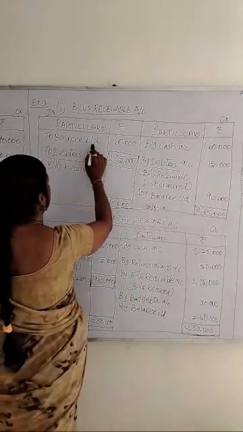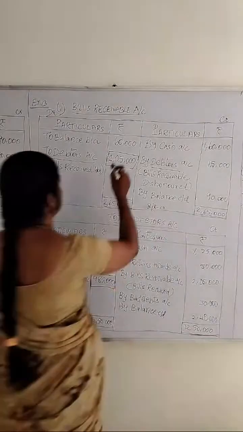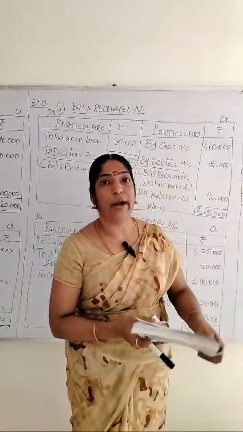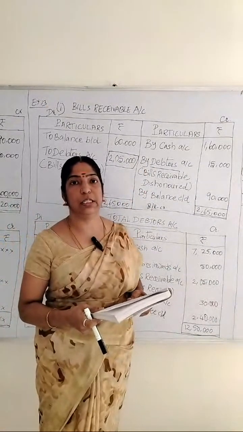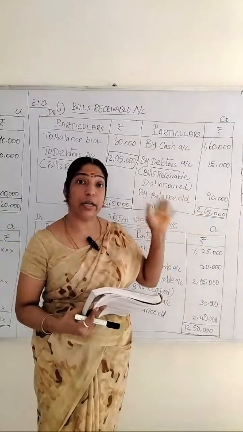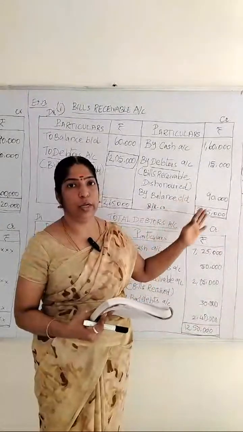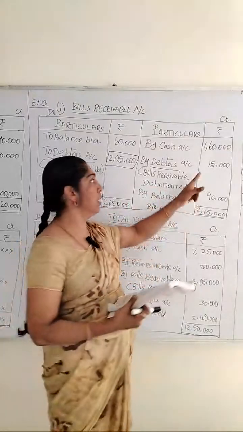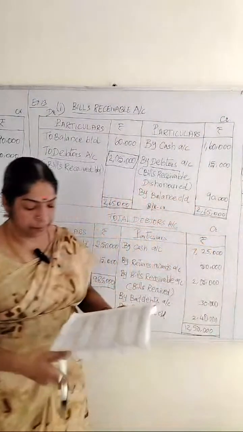So, to balance brought down. Brought down means what? Opening balance. Opening balance of the bills receivable. How much? 60,000 rupees, from the question, we entered here. Then cash received from bills receivable, 1,60,000 rupees. On which side do we enter cash received in bills receivable? On the credit side. We already identified and marked it in the question. So according to that we enter: by cash account on the credit side. How much rupees? 1,60,000 rupees entered.